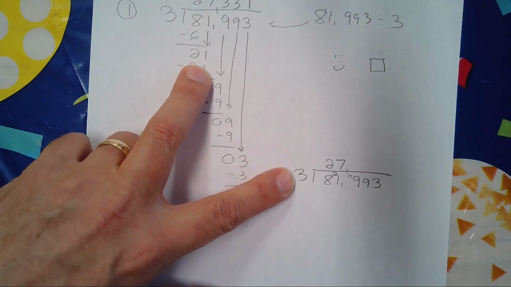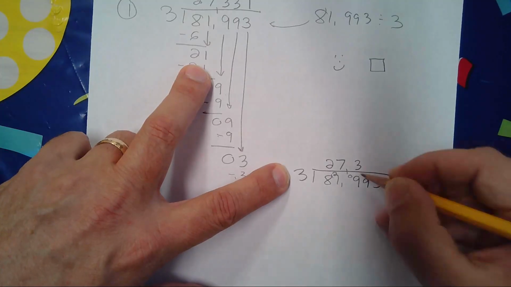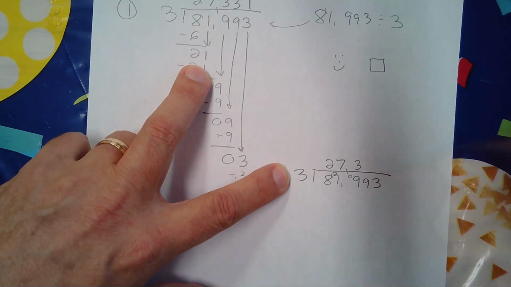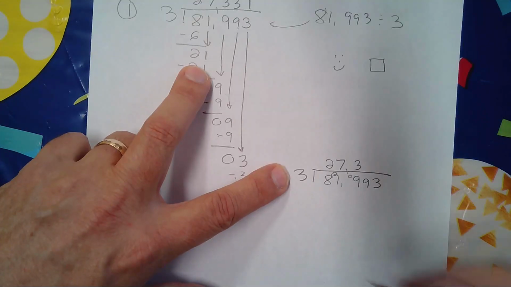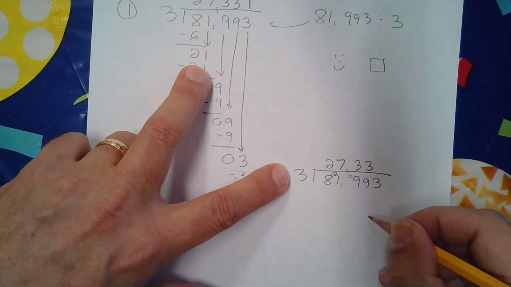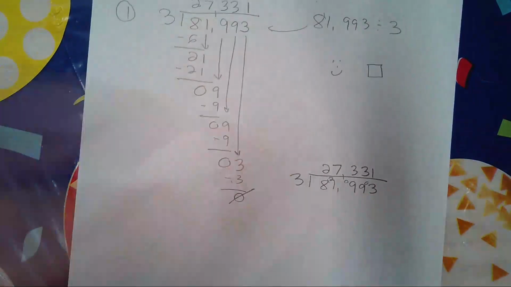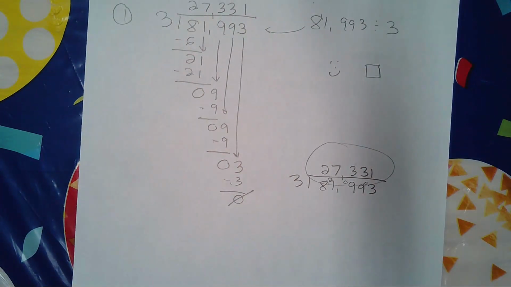3 goes into 9, 3 times. 3 times 3 is 9. 9 minus 9 is 0. And if you want to write 0, write it. If you're like, I don't, then don't. Then 3 goes into 9, 3 times, 9 minus 9 is 0. Again, I can put a 0 or not. 3 goes into 3, 1. Boom. There it was, solved using short division.